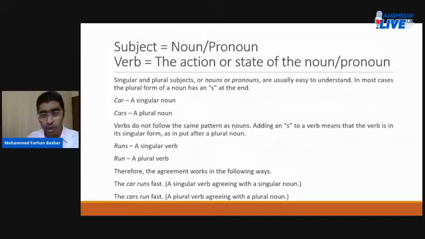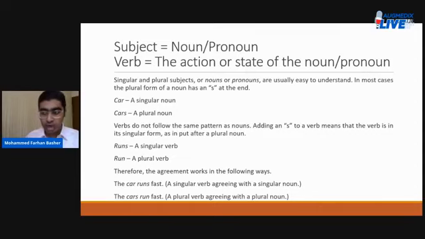So how does the agreement work in that case? Therefore, the agreement works in the following ways. The car runs fast. A singular verb agreeing with a singular noun. The cars run fast. A plural verb agreeing with a plural noun. All right.